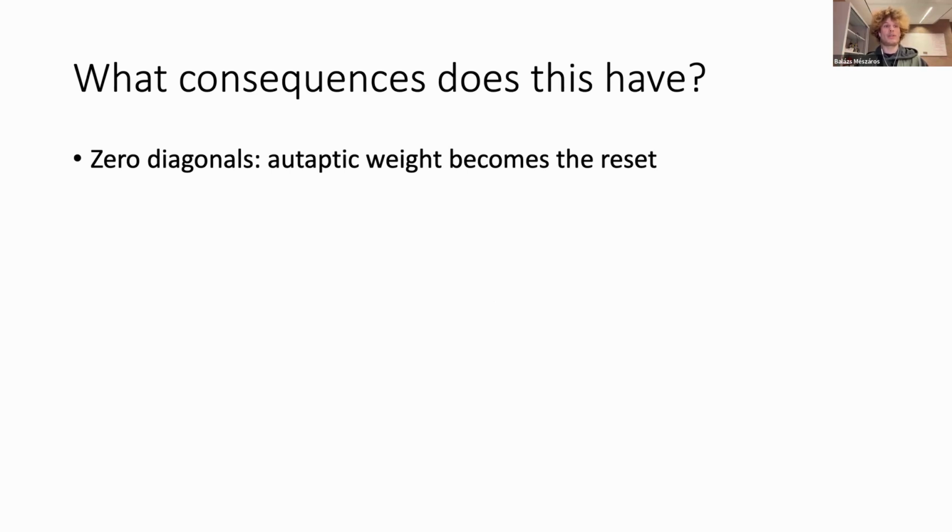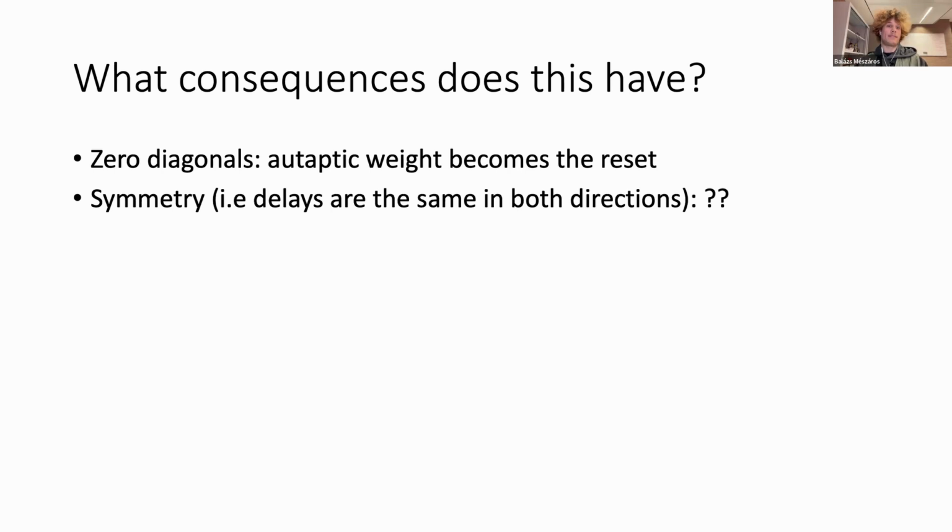The first is that we have zero diagonals. This one is relatively clear in what happens. If we have a zero delay in the diagonals of this delay matrix, that just means that the updates for the autaptic connections will take effect immediately in the next time step. So it becomes the reset, basically.